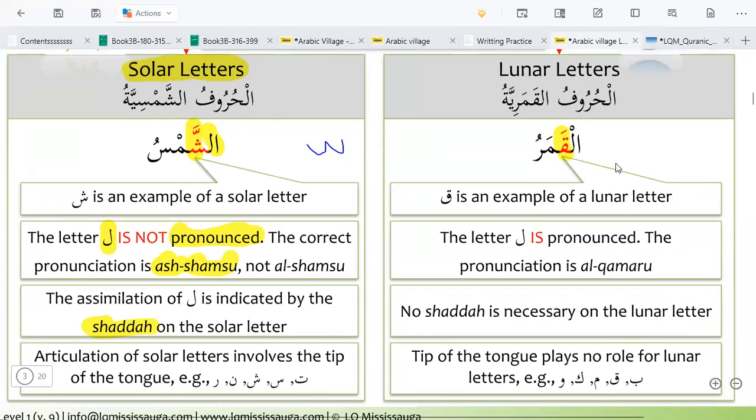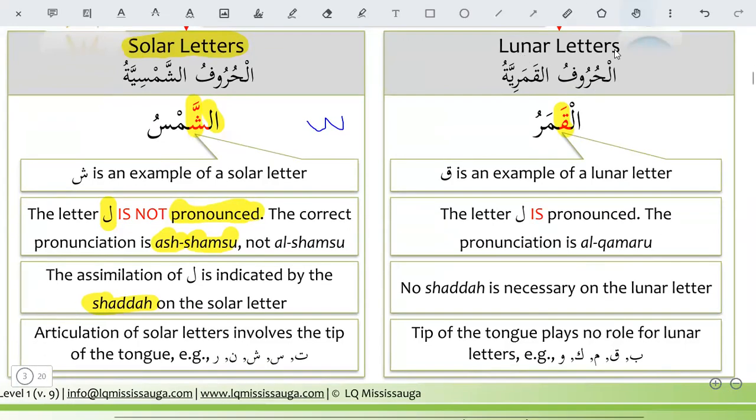Then what are the huruful qamariya, the lunar letters? You can call them moon letters. If you feel any difficulty to memorize lunar letters, you can memorize them as moon letters. Qaf is an example of the lunar letter, like al-qamaru.